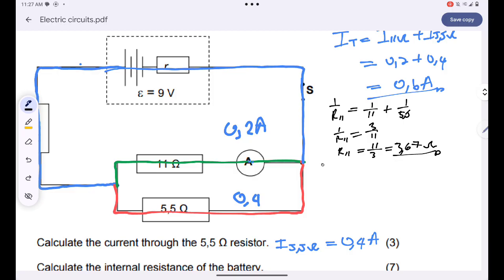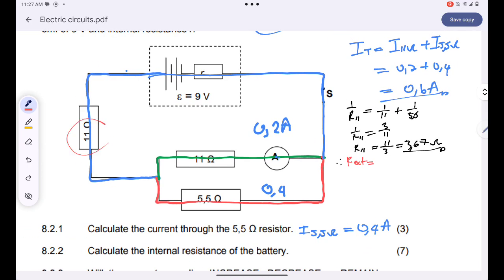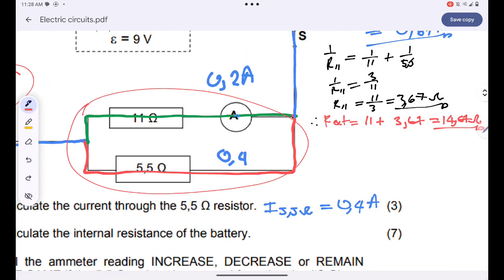However, my external resistance R external is equal to this resistor plus my parallel combination. That's 11 plus 3.67, and that will give me 14.67 ohms. Okay, now they want me to find the internal resistance. It will be easy.